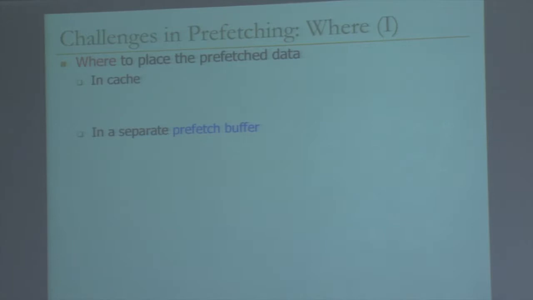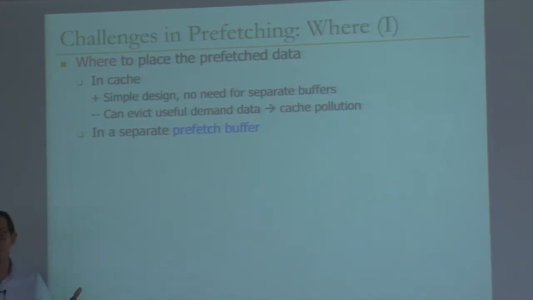OK, let's talk about the third question, which is where. Where do you actually place the data once you prefetch it? Well, there are two major options. One is putting it into the cache, and the second is in a separate prefetch buffer. If you put it into the cache, this is simple, right? Everything else goes into the cache anyway. There's no need to design separate buffers. The downside of this is now you can evict useful demand data. You can cause cache pollution, because prefetches could be inaccurate, by definition. They're not demanded yet.